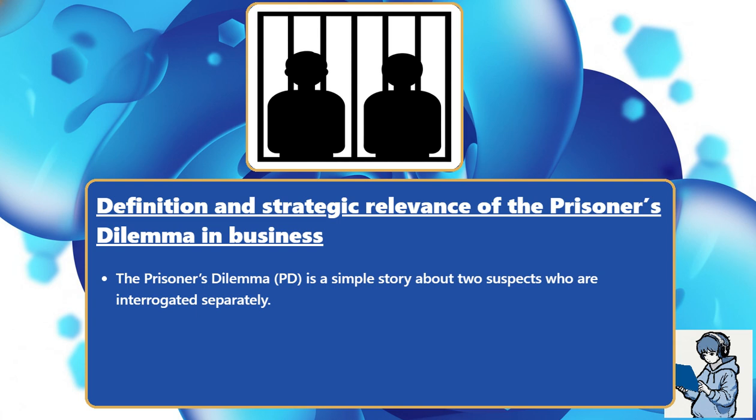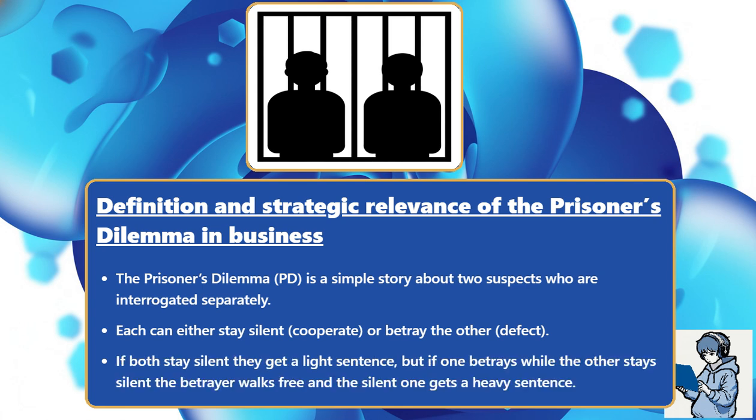The Prisoner's Dilemma, PD, is a simple story about two suspects who are interrogated separately. Each can either stay silent, which is cooperate, or betray the other, which is defect. If both stay silent, they get a light sentence, but if one betrays while the other stays silent, the betrayer walks free and the silent one gets a heavy sentence.